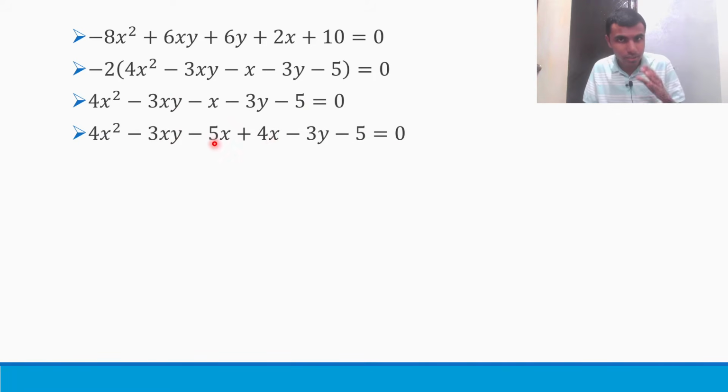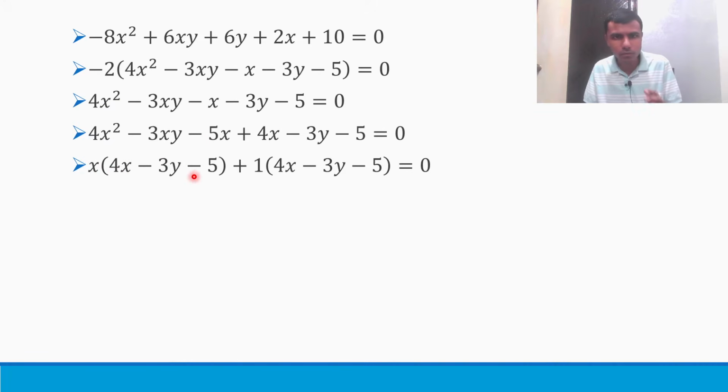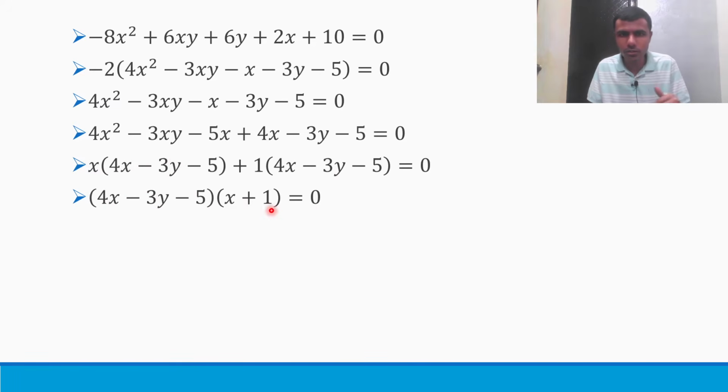Now in the first three terms, if I take x common, I'll get x into 4x minus 3y minus 5. In the last three terms, I just write it as 1 into this. Now you see this and this are common, it's the same, so you just take it common. I'll get 4x minus 3y minus 5 into x plus 1 equal to 0.